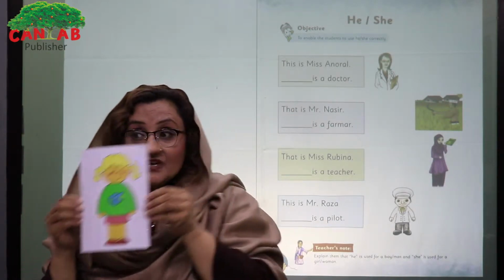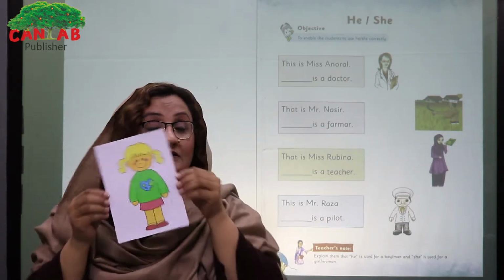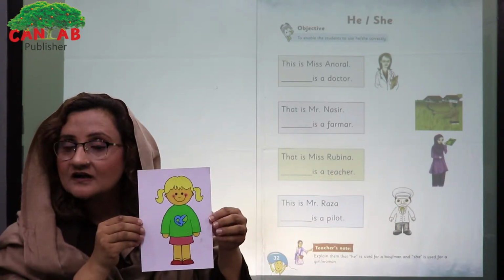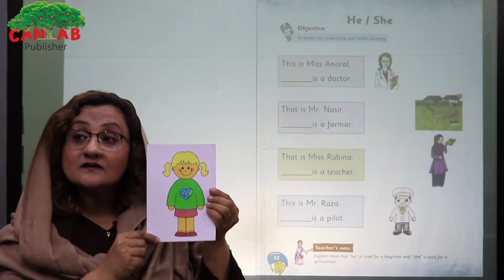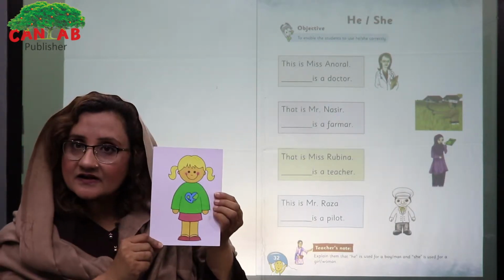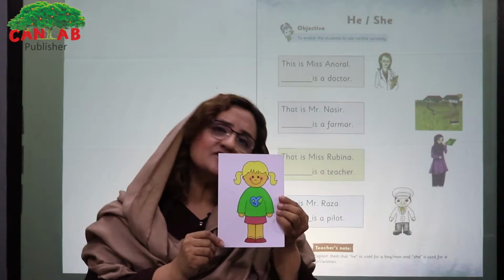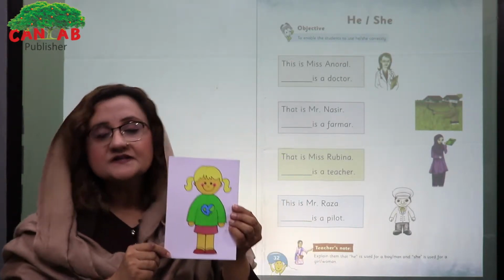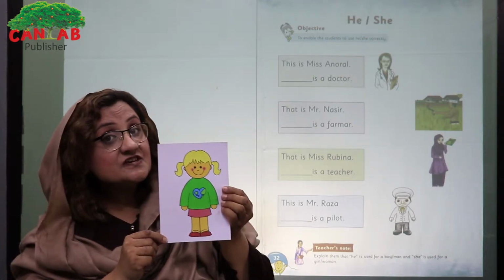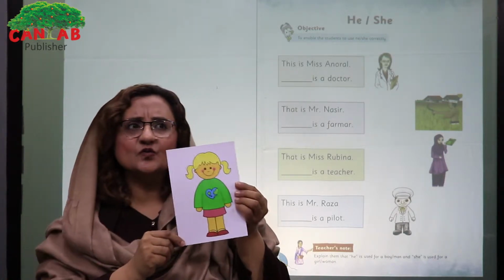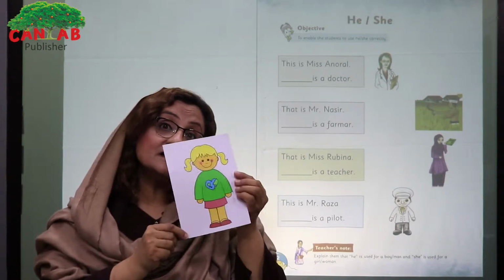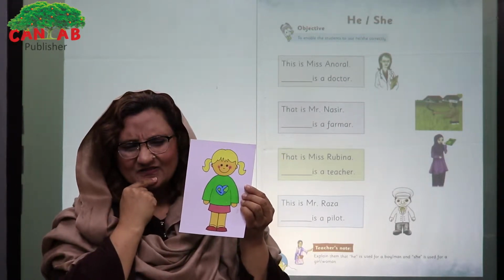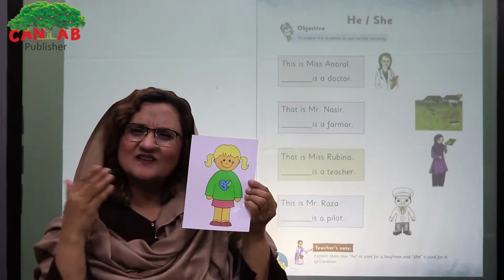A girl. Students, this is Saima, and Saima is a girl. Saima is 5 years old, and Saima lives in Lahore. Saima reads in KG, and she likes to eat bananas. Saima.